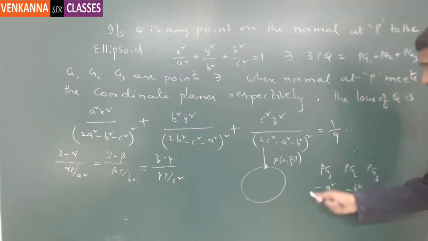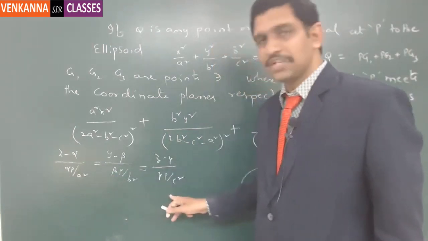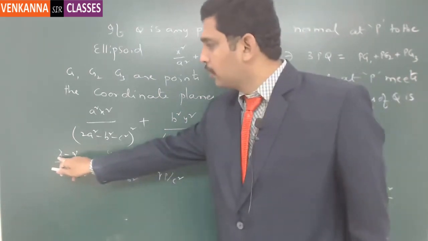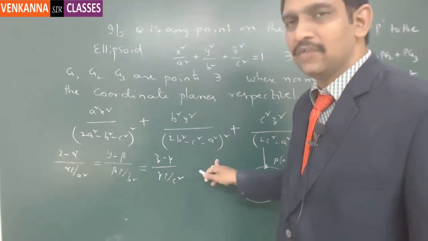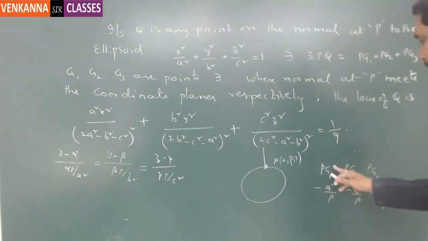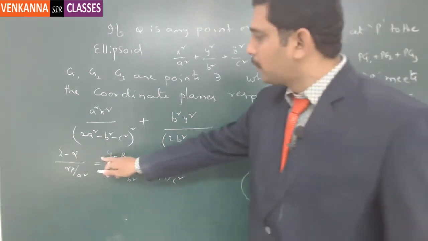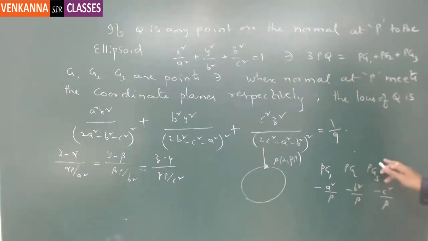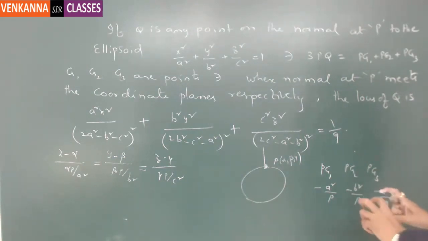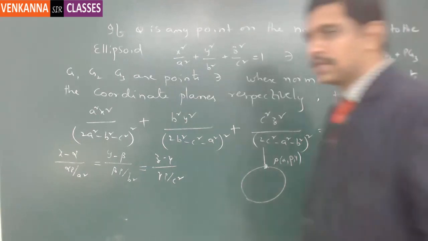So how did these values come? After writing the normal equation, if you put x equal to 0, the value is equal to Pg1. So Pg1 value is minus a square by p. If you put y equal to 0, you will get Pg2. Similarly Pg3. This part you have to write in the exam first. All of you clear?